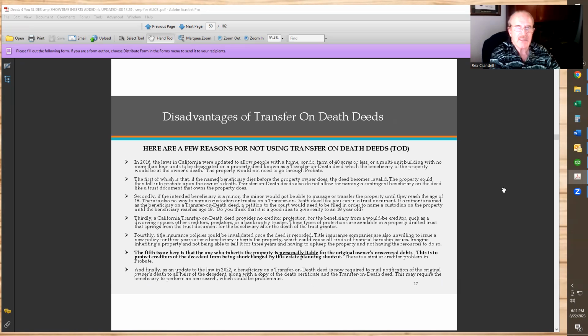So here are a few of the disadvantages of the revocable transfer on death deed. It's only for certain kinds of property, a house, a condo. It can be farmland as long as it's up to 40 acres, as long as there's one house on it. It can be a condo in a multi-unit building, and there's a limit. It can be no more than a four-unit fourplex to be able to use this instrument.